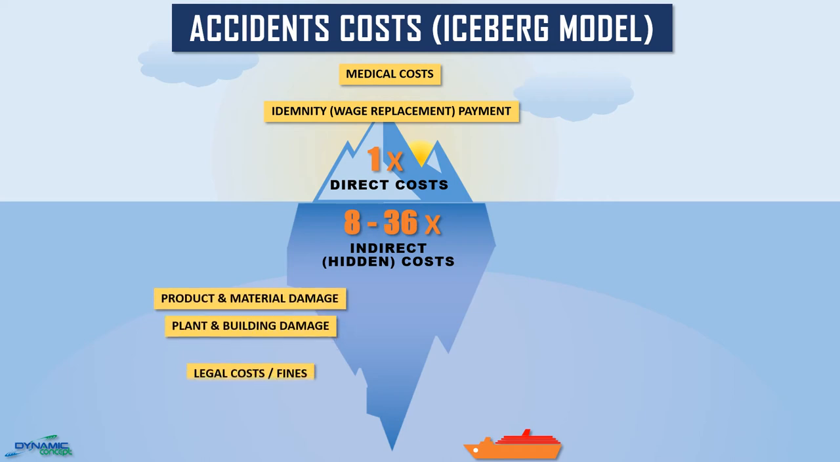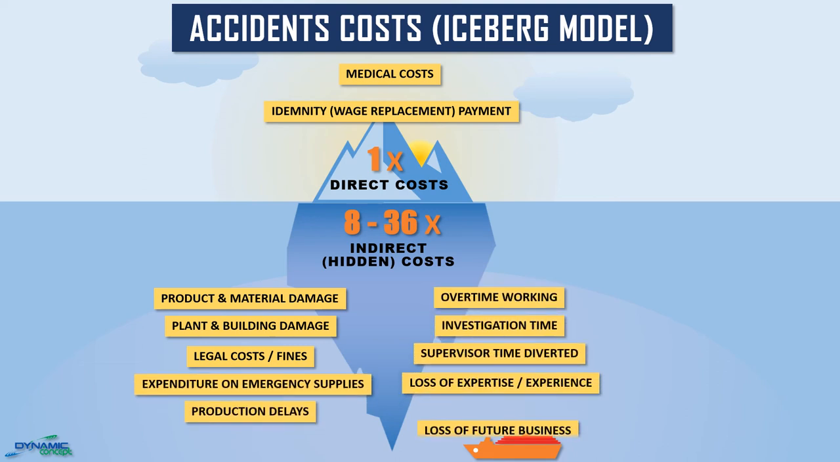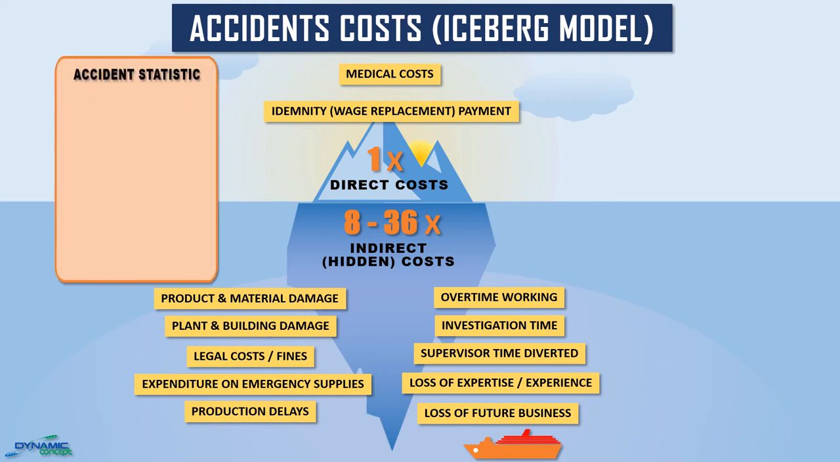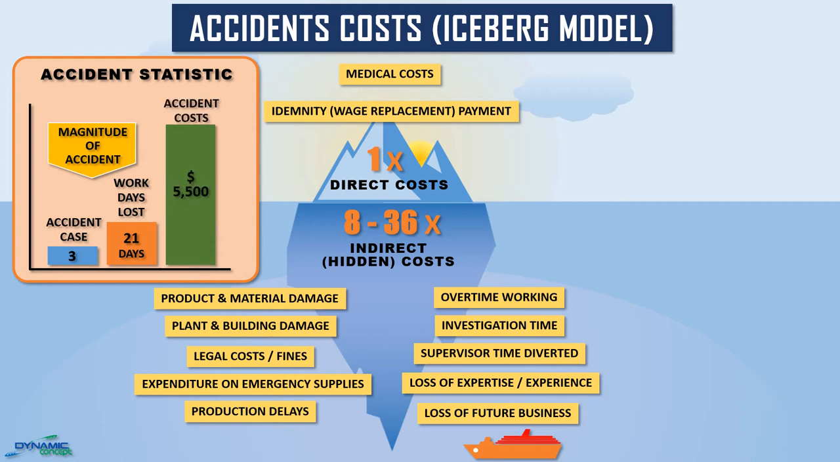Indirect injury costs include, but are not limited to, legal costs, repair or replacement of damaged materials or equipment, product delay, loss of future business, and so on. All these costs can have an impact on company business. By avoiding accident, company can save money and time. You can estimate the magnitude of the accident by comparing the number of accidents with the lost work days. You should also include in your report any costs incurred during the accident.